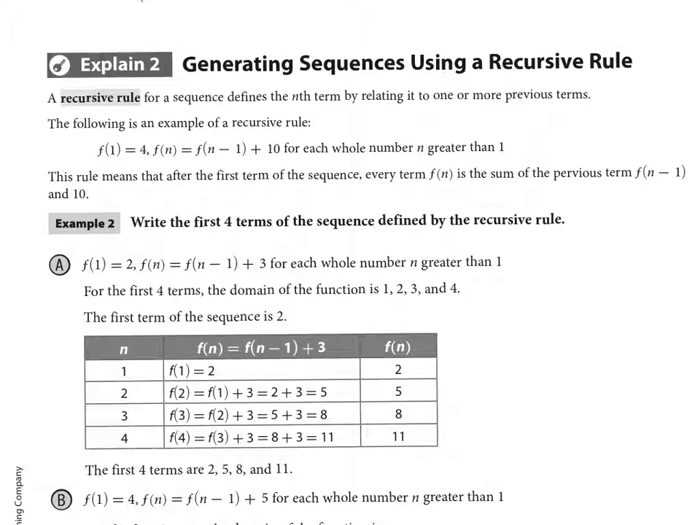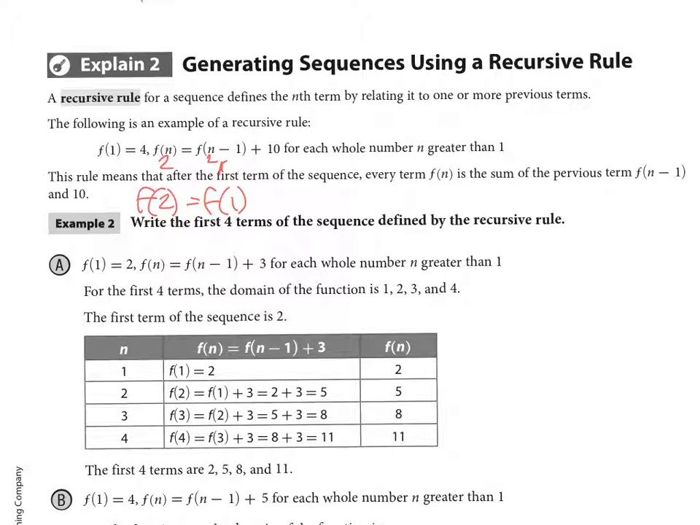Okay, so the notation is this. The term value I'm looking for now is based on what the previous term was. That's why it's n minus 1. So for example, let's say n here is 2. If n is 2, I would put 2 here, and 2 minus 1 is 1. So to find f of 2, I have to know what the value for f of 1 was.